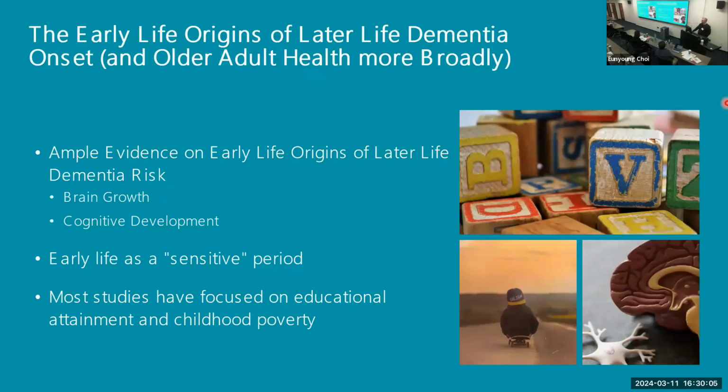So there's ample evidence on early life origins of later life dementia risk. For dementia, we can think about two things that are really important. We're thinking about brain development and growth, right? So we're actually thinking about the organ system itself, issues that are changing structure and function, and the way that impacts you overall.